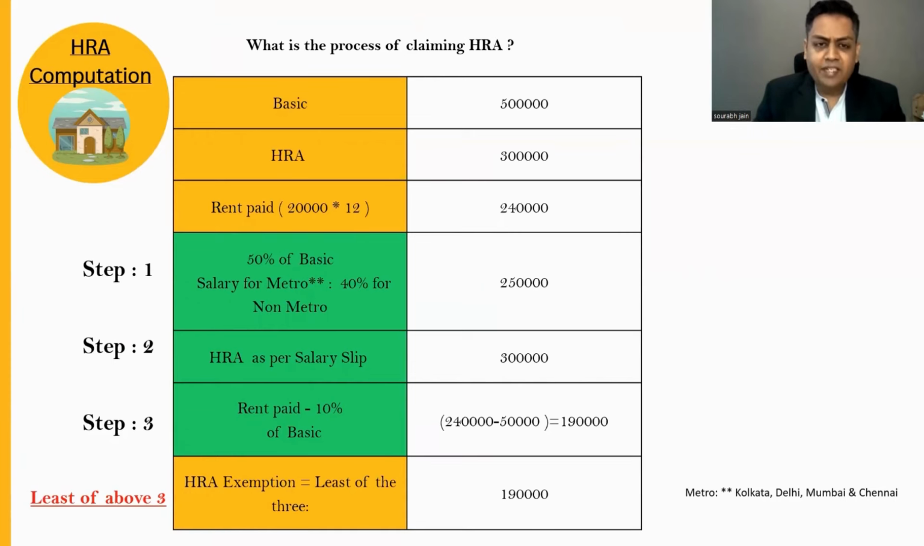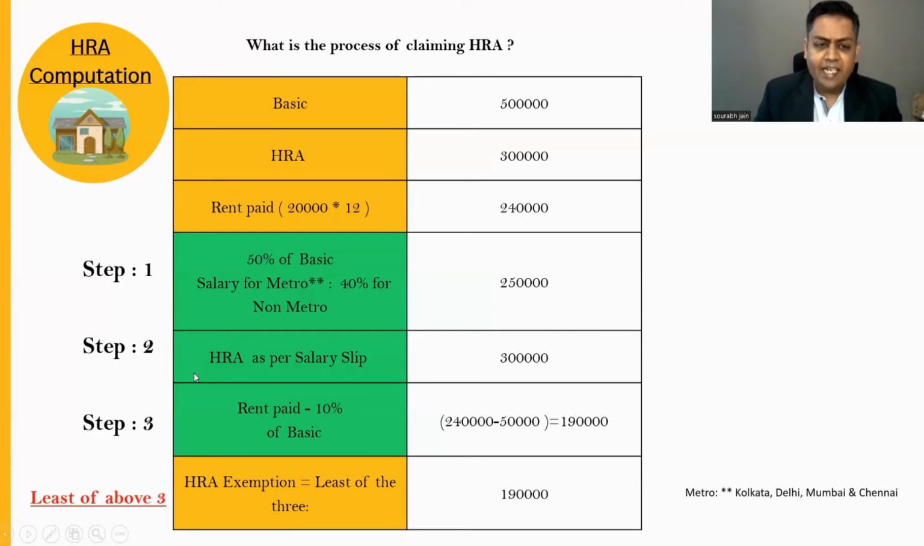You need to have all these three figures with you. Now, once you have these figures, step one, you need to calculate 50% of your basic salary if you are in a metro city, or 40% if you are in a non-metro. Currently, we are assuming we are staying in a metro city, and as per the Income Tax Act, the definition of metro is Calcutta, Delhi, Bombay, and Chennai. These are the four cities considered as metro. For all other cities, you have to consider 40%. So first step, 50% of my basic salary. My basic salary is 5 lakh. If I take 50% of that, it comes to 2.5 lakh.